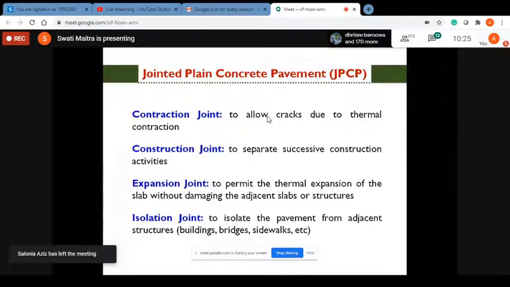Isolation joints are provided to isolate the pavement from adjacent structures. Suppose there is a building or there is a bridge, so you have to provide a joint. So that is the isolation joint.